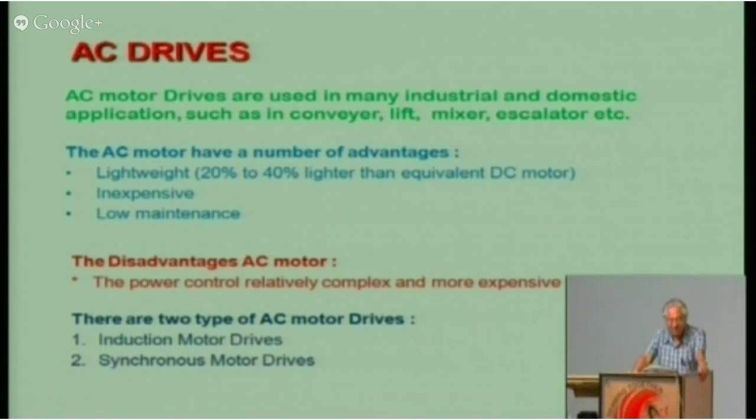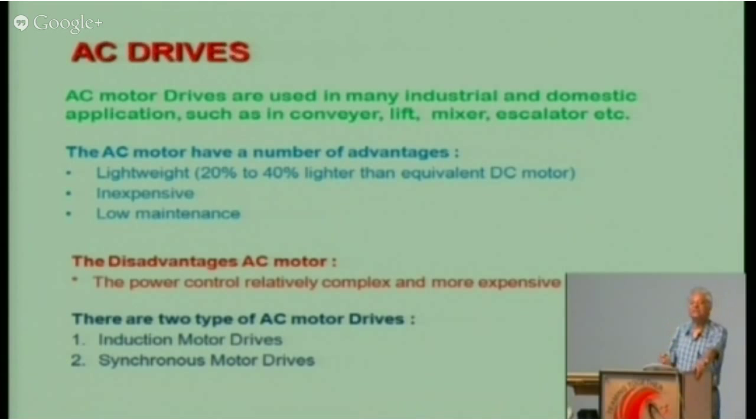Next, AC drives. AC motor drives are used in many industrial and domestic applications such as in conveyors, lifts, mixers, escalators, etc. Escalators aapne dekhe honge, malls wagera mein. Now if I talk of drives, there are two types of drives basically: one is DC drive, another is AC drive. And if you see the industrial applications, you will find 90% of the applications are AC drives. The rest 10% are DC drives. You cannot say that DC drives are ruled out. No, DC drives are still very popular.